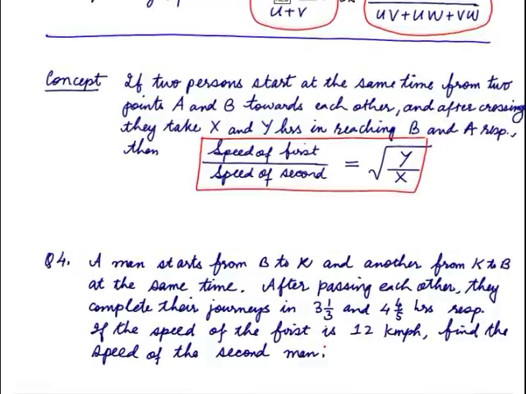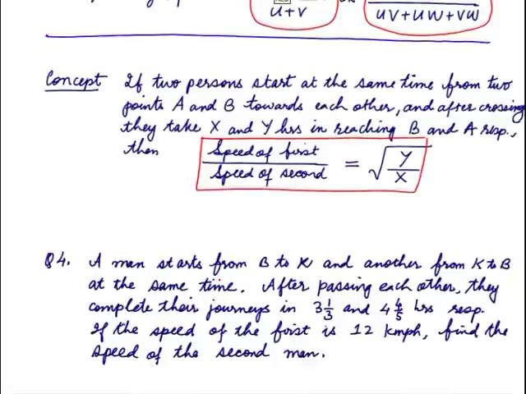So this is a special formula for a special case where these two were moving towards each other and they took x and y hours respectively to reach the opposite sides. Let us take a question to illustrate the usage of this simple concept and formula. Okay, here is the question. A man starts from B to K and another man starts from K to B at the same time. After passing each other, they complete their journeys in 3 integer 1 by 3 and 4 integer 4 by 5 hours respectively. If the speed of the first is 12 kilometers per hour, find the speed of the second man.